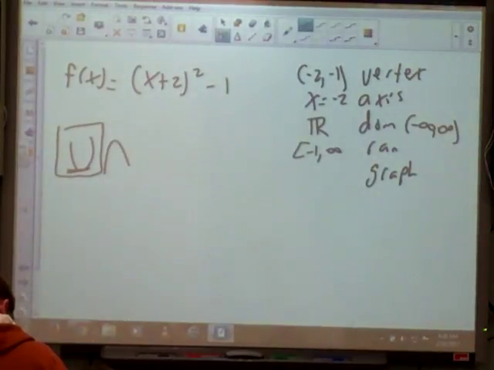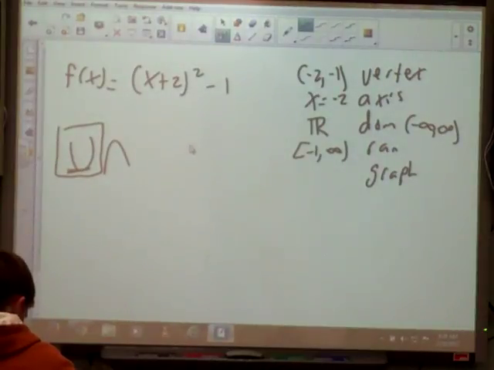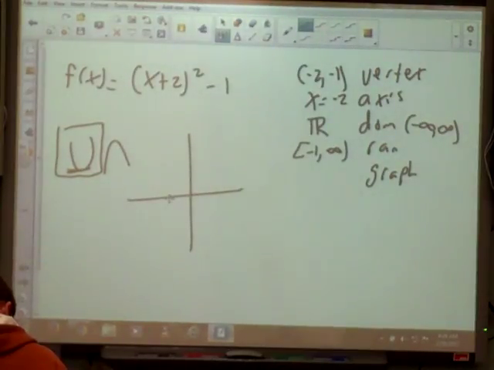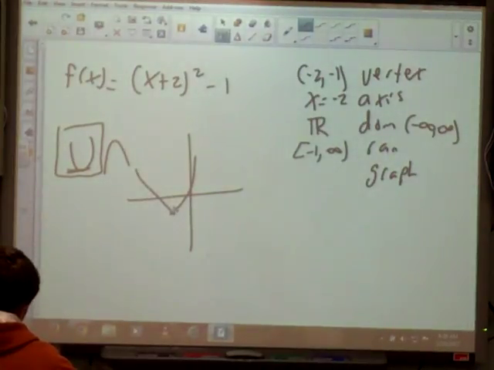Good job. Now let's look at how we knew that. If I go to my vertex, (-2, -1), then I know since there's no negative stuck in front of this, it's a positive A, so it's going to open up. So if it keeps going up forever, it's going towards positive infinity. The lowest down it goes is the y of your vertex, -1. Everybody follow that?